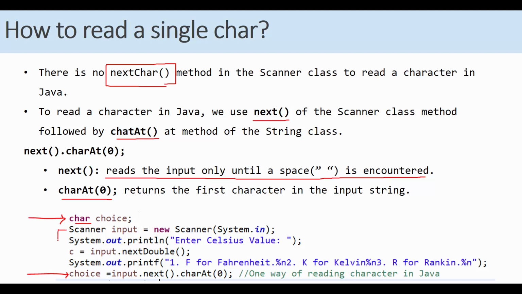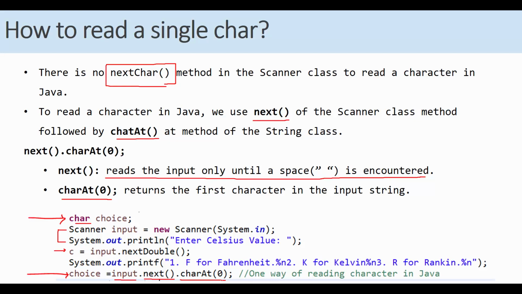This is my scanner. I read double first, here. Then I want to read a character. Choice is equal to input, then next, then charAt(0). So next will return a string. charAt(0) will return the first character of the string. This is one way of reading characters in Java.